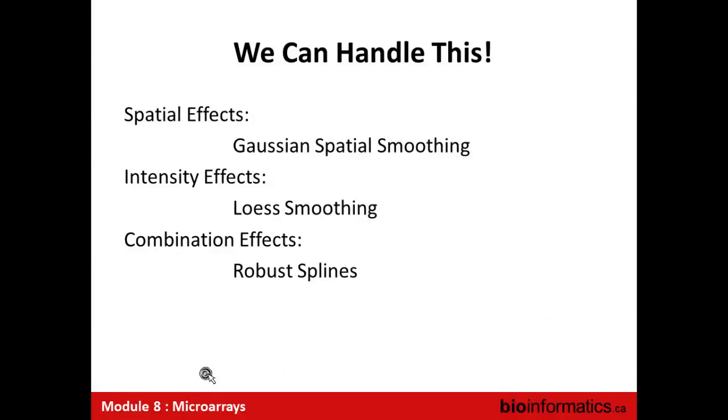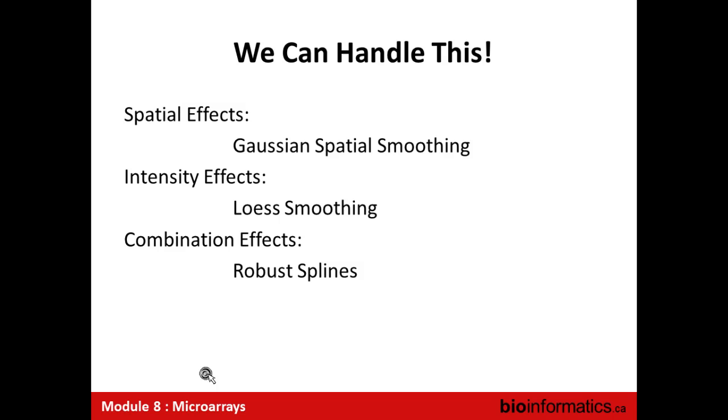This turns out to be, I mean, I don't want to call it ridiculously easy to analyze, but it turns out to be simple. If your array data set has large amounts of spatial effects, then simple Gaussian spatial smoothers will remove them with high reliability and in a few seconds of computer time. By contrast, in the vast majority of arrays, the intensity-based effects turn out to be more important. And so something called a lowess smoother, a locally estimated scatterplot smoother, is widely used and is implemented in the command in R called loess to allow you to remove these types of effects.